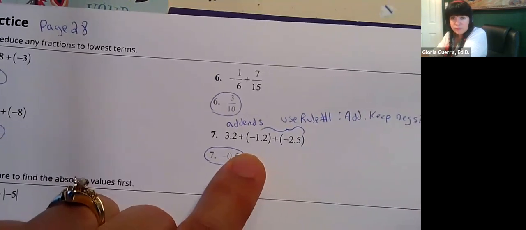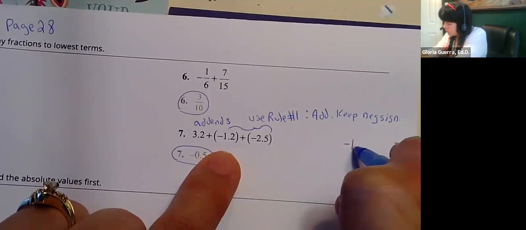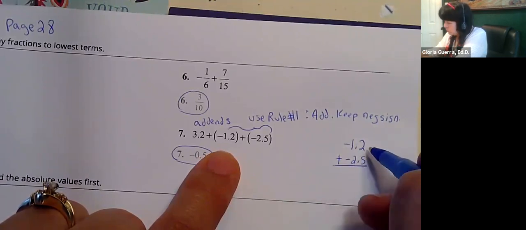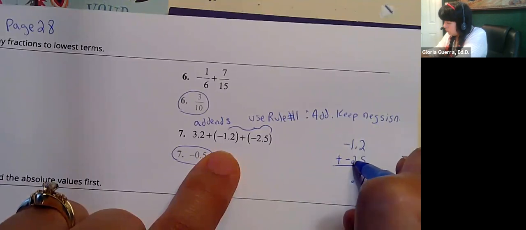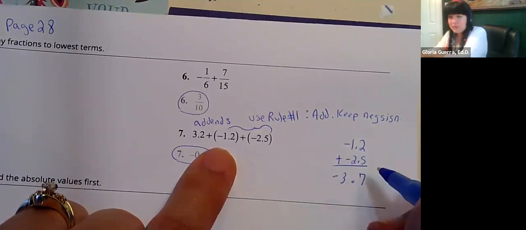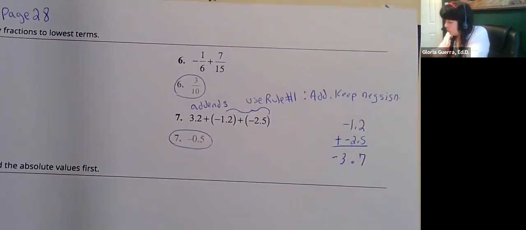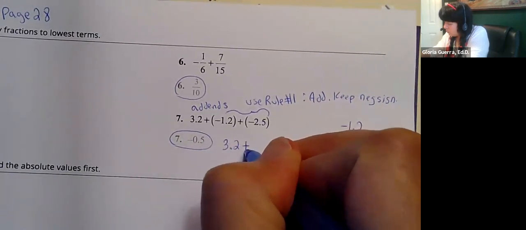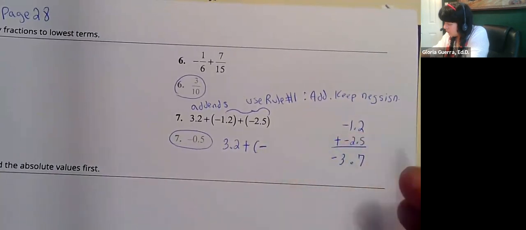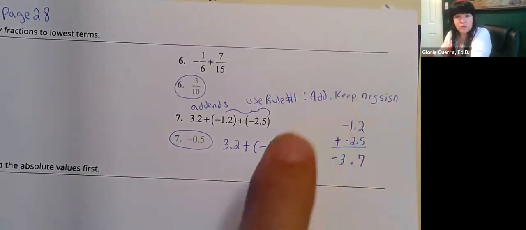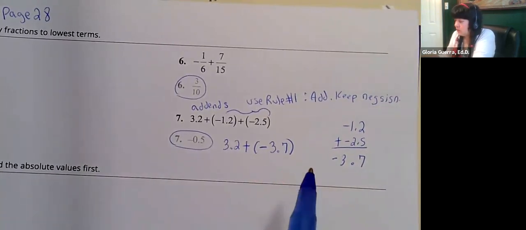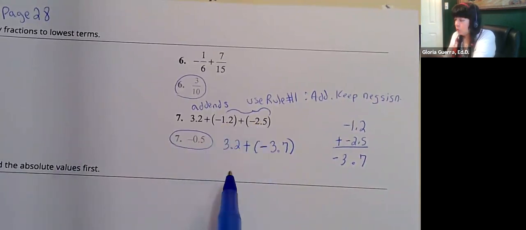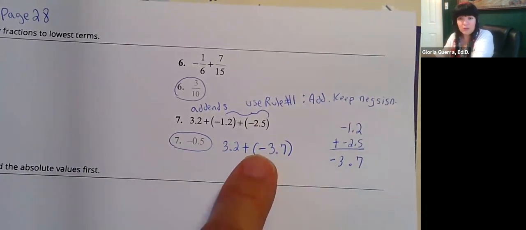So if I show you my work, -1.2 plus -2.5. And then I add that up. 5 and 2 is 7, decimal point, 2 and 1 is 3, and then negative. So that's -3.7. Okay. So now my new problem becomes the original 3.2 plus the negative 3.7. And if you don't want to put parentheses around it, you don't have to. You notice the book likes to do that because it likes to draw attention: hey, look at me, I'm a negative. You don't really need the parentheses there, but you do need the negative, okay?